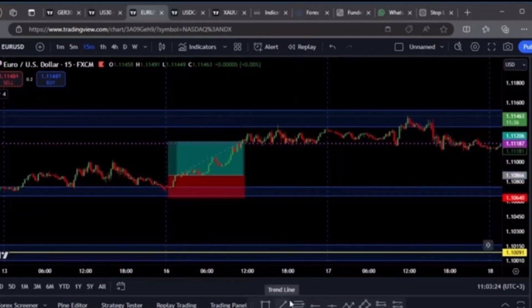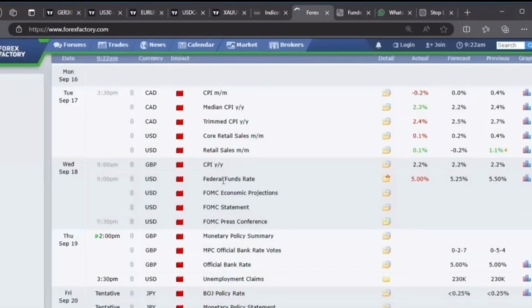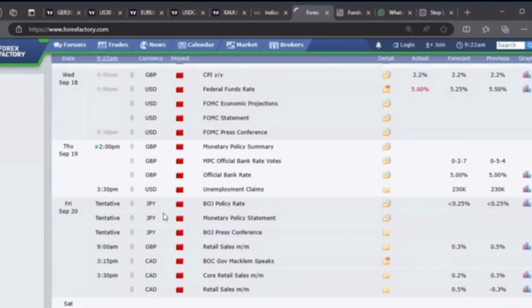Guys, while still on setting up your stop losses using the key areas, please bear in mind that market volatility plays a big role. So before you start trading, just look at your calendar. You can go to Forex Factory. Here is my Forex Factory. Check what the events are.